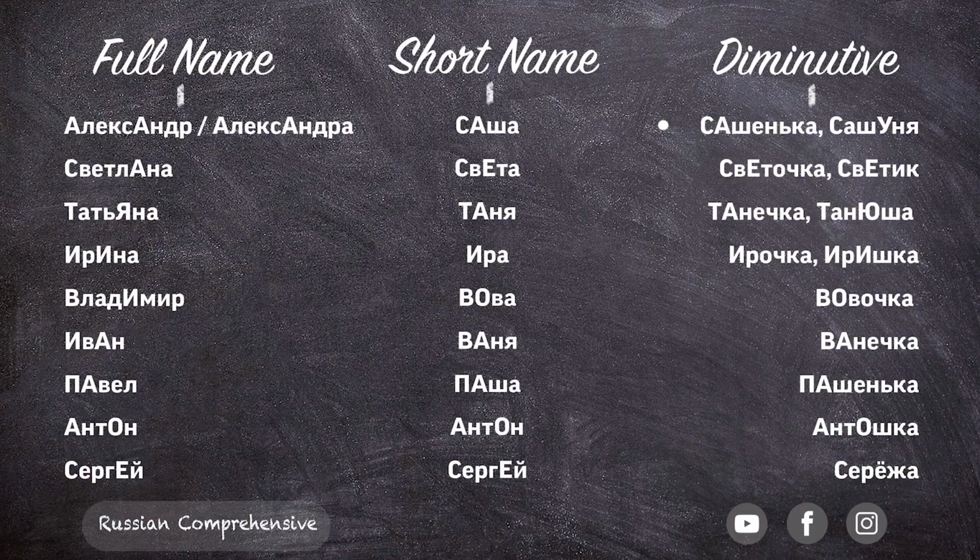In Russian, you'll be saying, for example, Сашенька, Сашуня, Светочка, Светик, Танечка, Танюша, Ирочка, Иришка, Вовочка, Ванечка, Пашенька, Антошка, Сережа. I hope you get the idea.